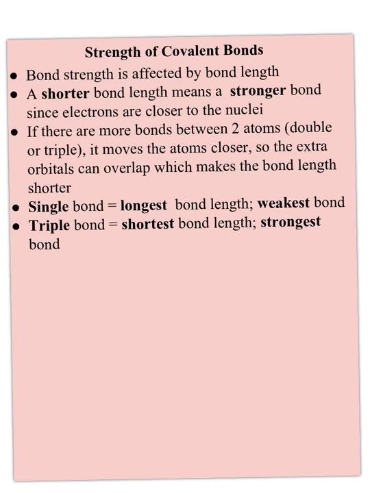So again, my shortest bond is the triple bond, and that's going to be the strongest. And my single bond is going to be the longest and weakest. Think of it like pencils or twigs. If you're snapping them, longer is easier to snap. Shorter makes it harder and harder.